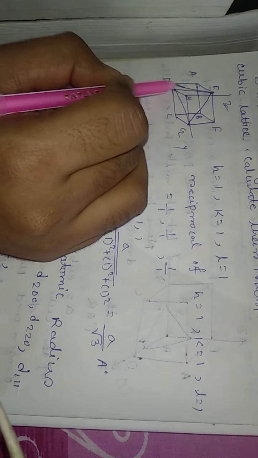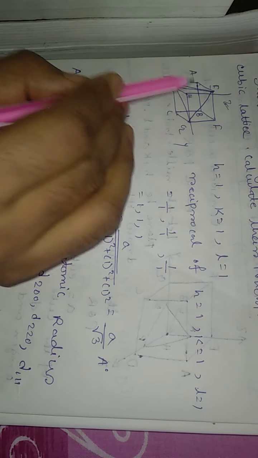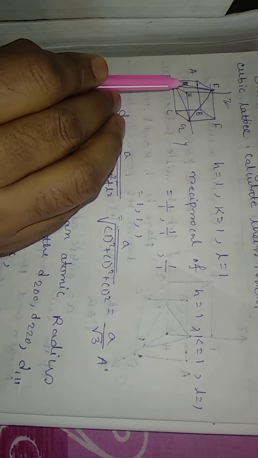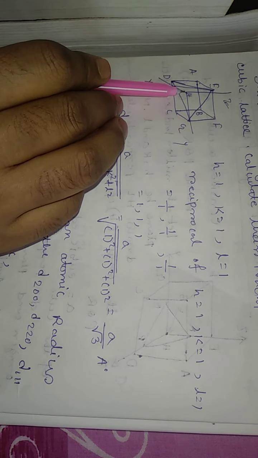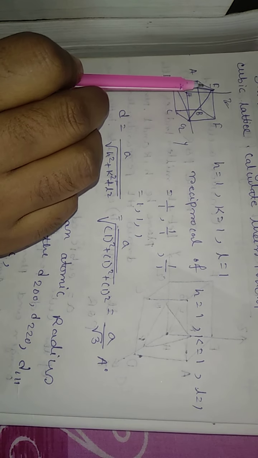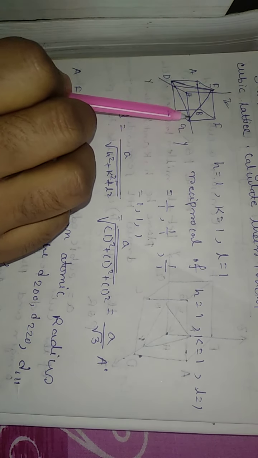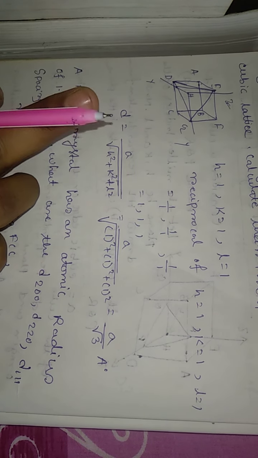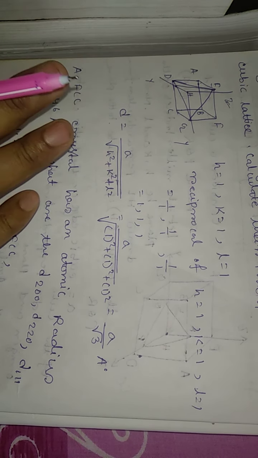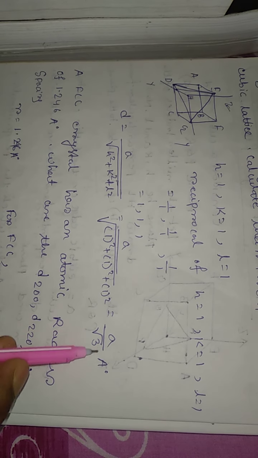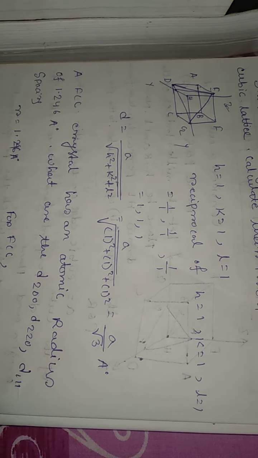So this is the plane which is given to you, and you have to draw the interplanar distance. If you draw the line perpendicularly from the origin of the cube, it just cuts the particular plane that is given to you, that is E, G and D. So the distance between the plane and the origin of the cube is a by root 3 angstrom. The unit is very important: angstrom.